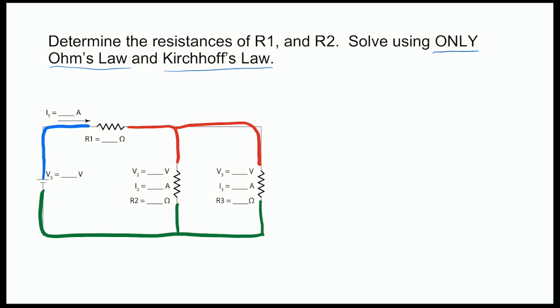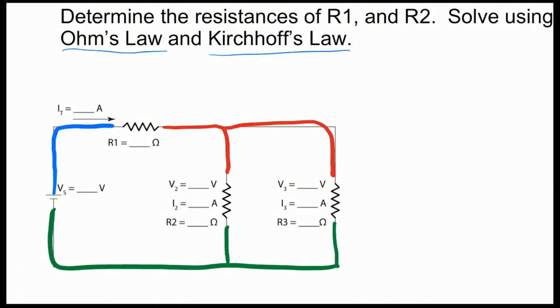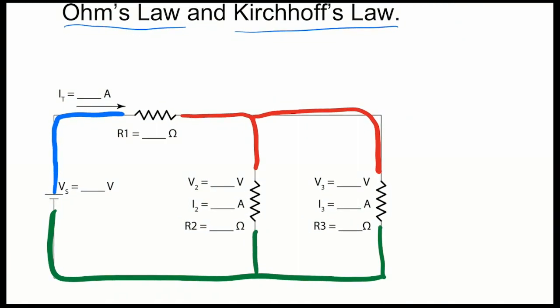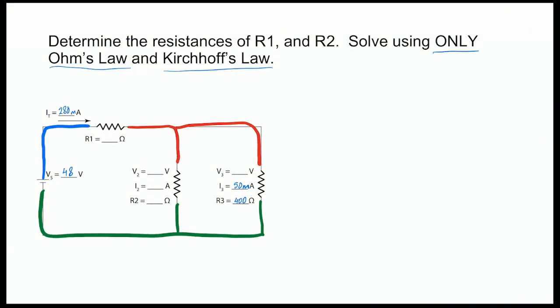Now, in this case, let's type in the known values that we have here. So let's start with I total, which is going to be 280 milliamps. And then we're going to have a voltage supply of 48 volts. And we are going to have 400 ohms as R3 and also 50 milliamps for I3. Those are the values we have.